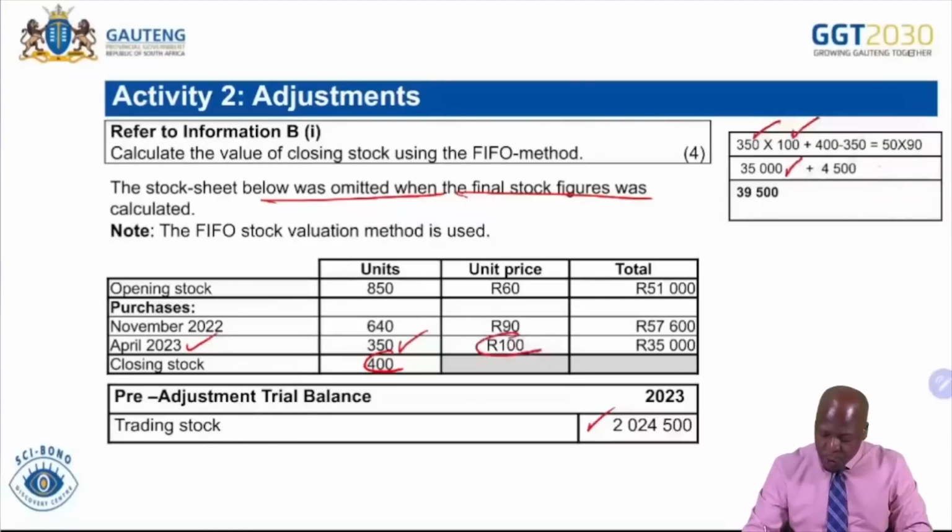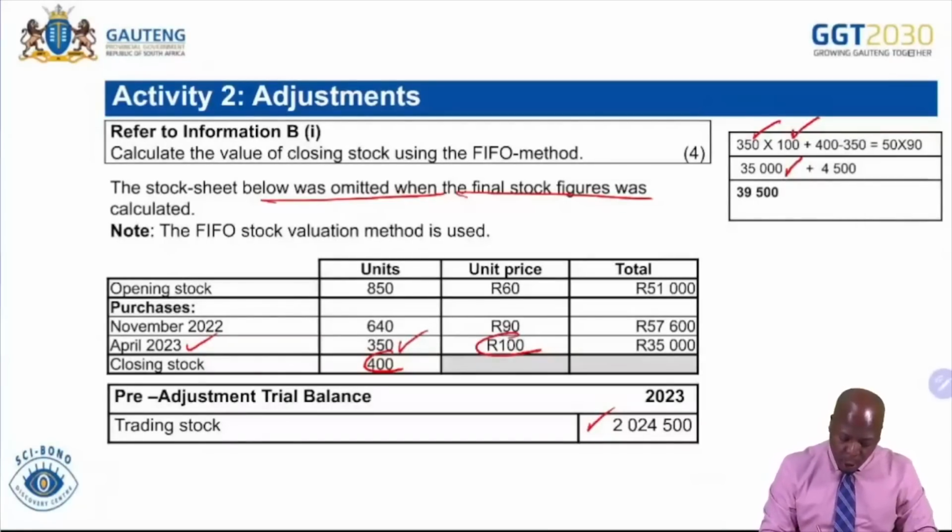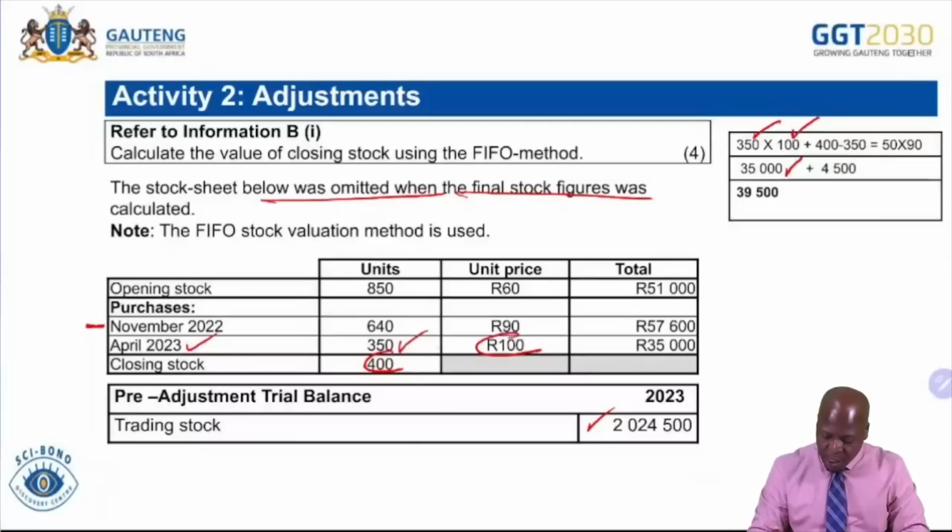And then you come here and you now say what we then need is to get, remember, the 400 units. So we then come to the month of November, where we have 640. We don't need all the 640. We just want 50. So that is why you see here we say your 400, which is what we need, minus 350 that we have. So we need 50 there, and the price there is 90. Multiply by 90, then you get 4,500.